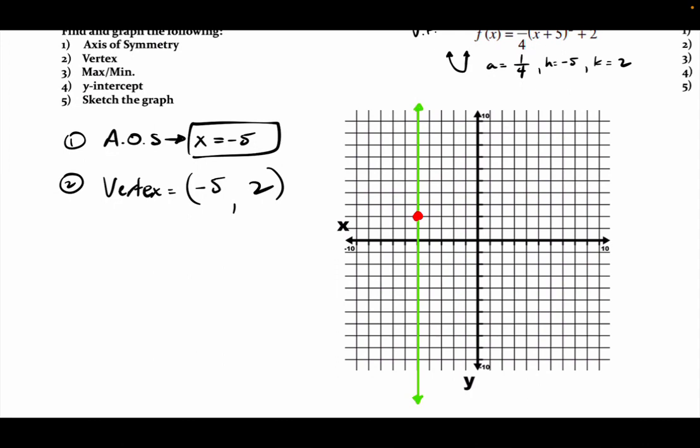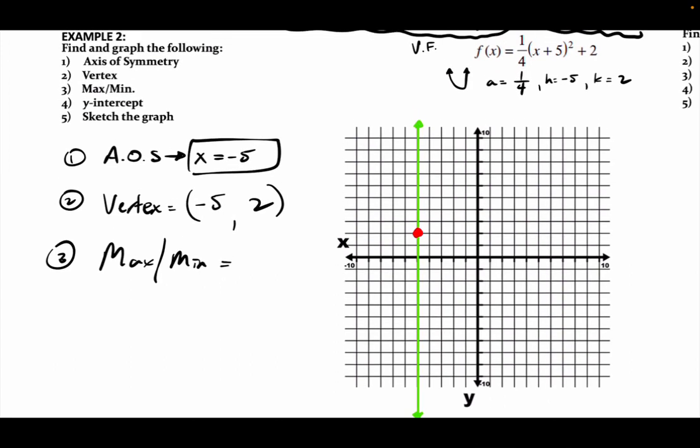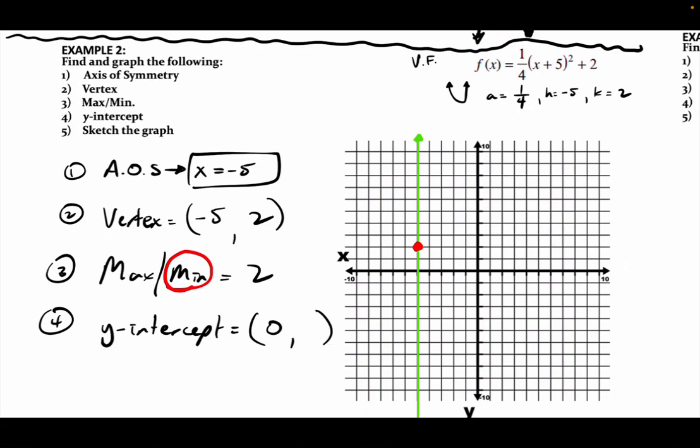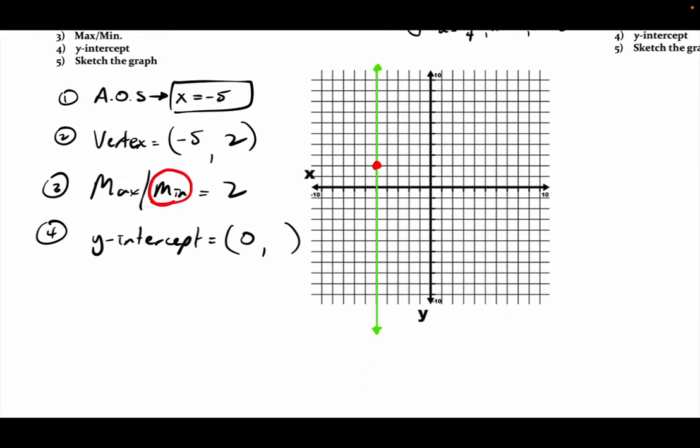Okay. Next thing, maximum or minimum. Well, A is positive, so it's going to have a minimum. Okay, so we circle minimum, and it says the minimum is going to be at K. Well, we said K was 2, so that's 2. Last thing, y-intercept.